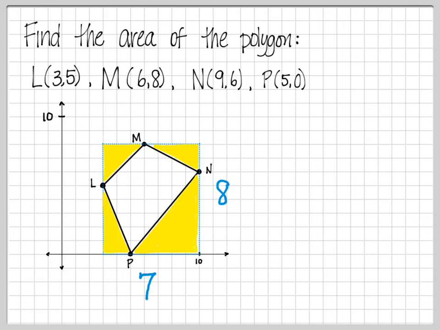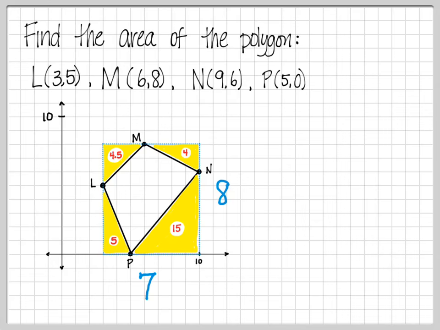Then we're going to look at the 4 triangles, and we're going to find the area of each of those triangles. Well, this first triangle has legs of 3 and 3, so the area would be 1/2 times 3 times 3, 1/2 of 9, which is 4.5. The second triangle would be 1/2 times 2 times 4, so it's going to be 4. And this third triangle is 1/2 times 6 times 5, which is 1/2 of 30, which is 15. And the fourth triangle is 1/2 times 2 times 5, which is 1/2 of 10, which is 5.